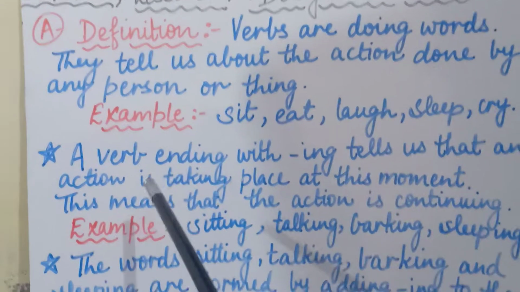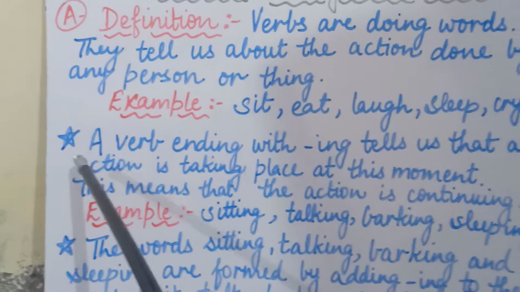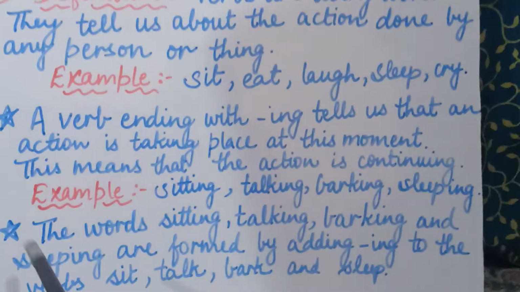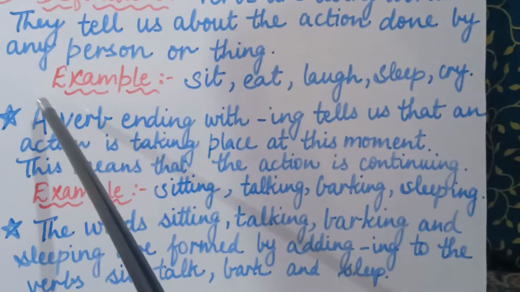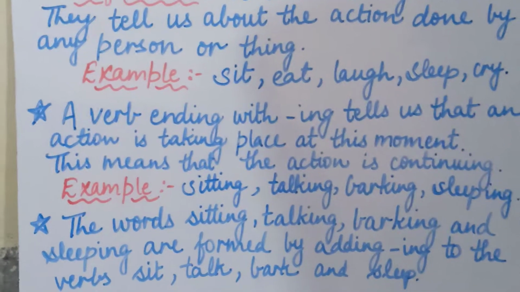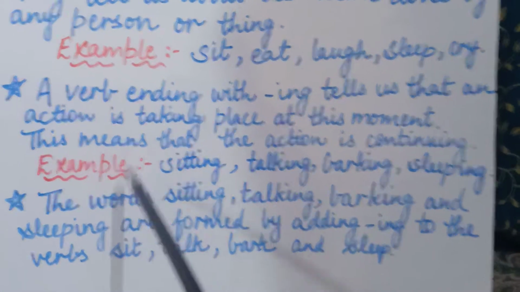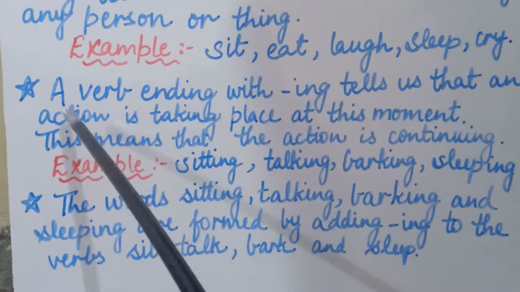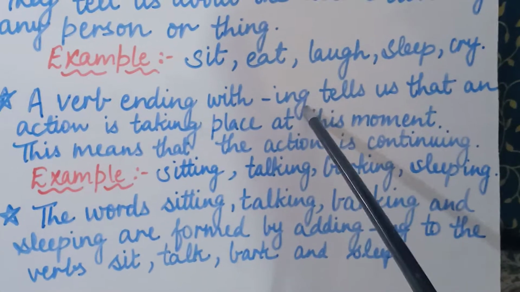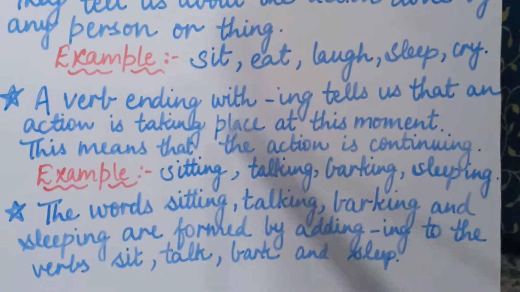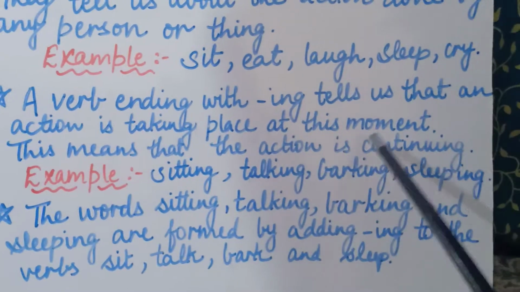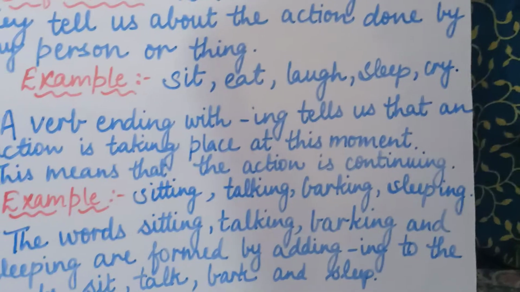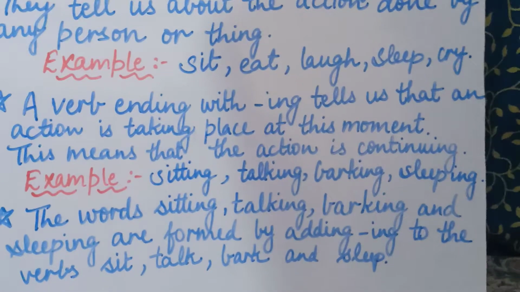Then after that, from a new line, you will put a star like this. Okay, or you can put a circle, because from here there are 2 points which are very important for this chapter. Okay, they are important points for this chapter which you have to understand. Now the first point is a verb ending with ing tells us that an action is taking place at this moment. This means that the action is continuing. Now children, what is this point trying to tell us about?